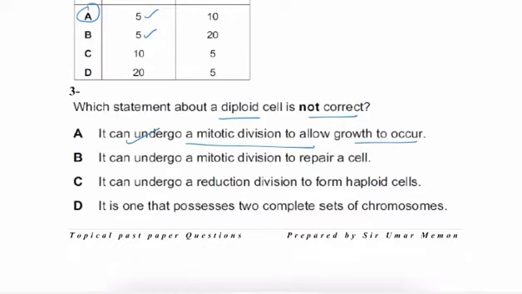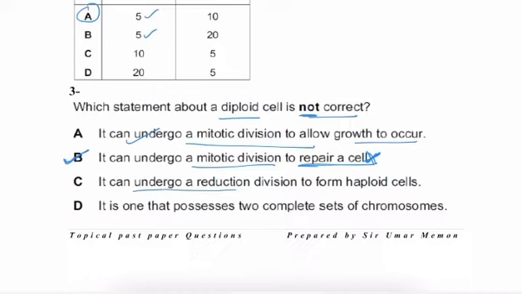So let's move towards the statement B. It can undergo a mitotic division to repair a cell. Now this is the wrong statement. Why? Because you should know that to repair a cell, mitosis is not required. To repair a cell, the cell should carry out protein synthesis, because to repair a cell, the cell has to replace a certain part of the cytoplasm or the cell surface membrane, and for that the cell needs protein synthesis. There is no need of nuclear division. So the wrong statement is B, and B is the answer, because we have to answer which statement is not correct.